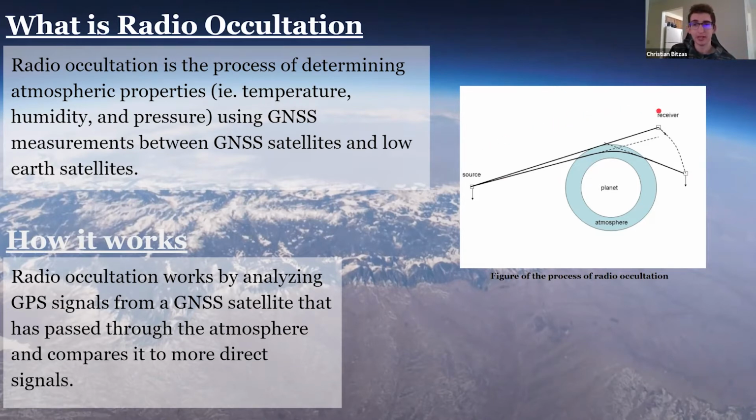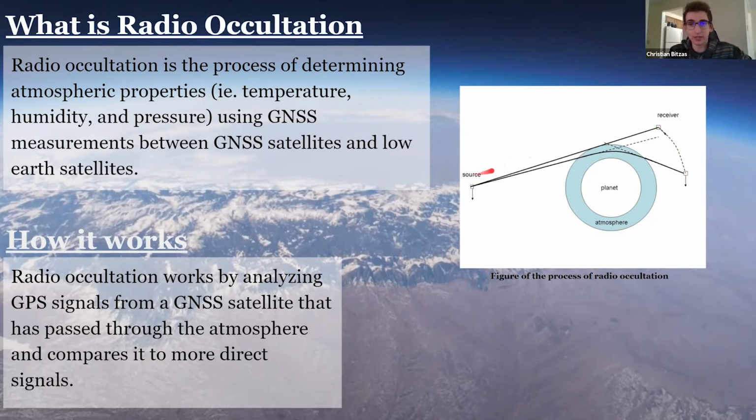But this is also used by a low Earth orbiting satellite, which uses that signal and compares it to when the signal does not go through an atmosphere, and then when it does go through an atmosphere. So as you can see, the low Earth orbiting satellite kind of occultates. It goes either rise occultates or fall occultates over the horizon. In this case, it's falling.